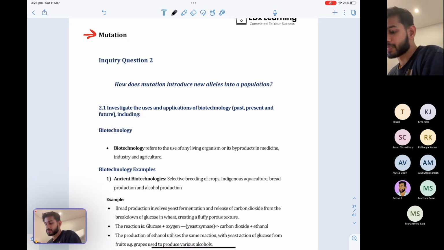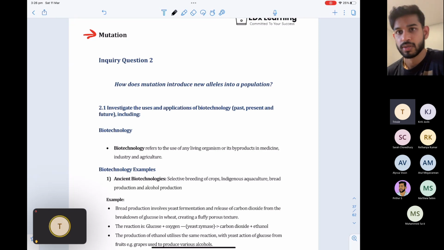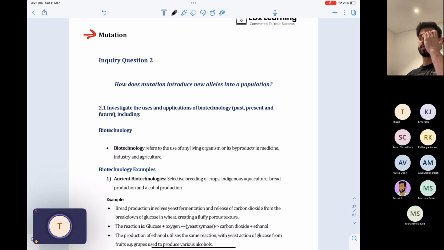Tracy, question? I get a bit confused between the difference of new alleles and allele frequency, because I remember mutation is the only way to introduce new alleles into a population. But then just now we were talking about allele frequency, and then I kind of mixed up what's the difference between higher allele frequency and a new allele, or what's the definition of a new allele? Does that make sense?